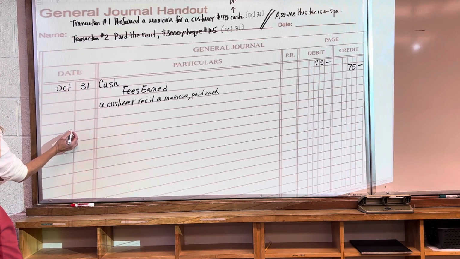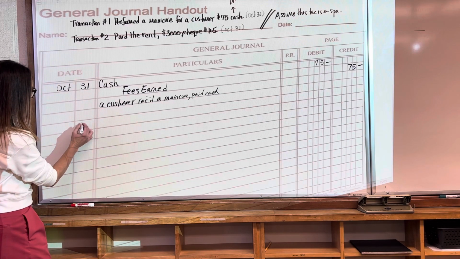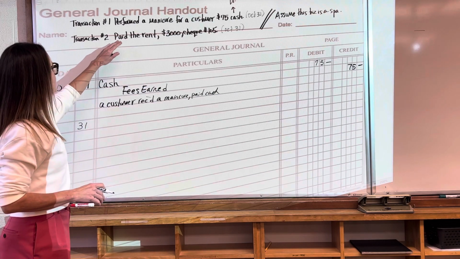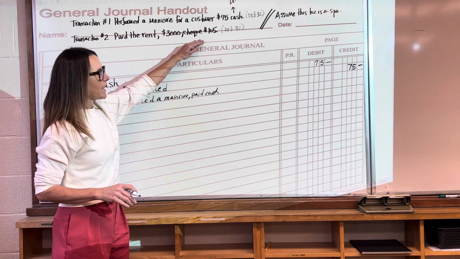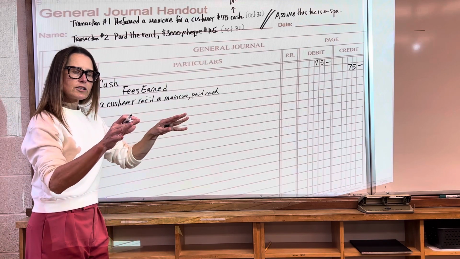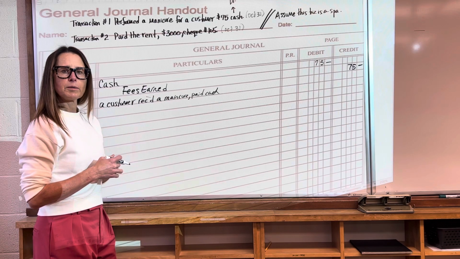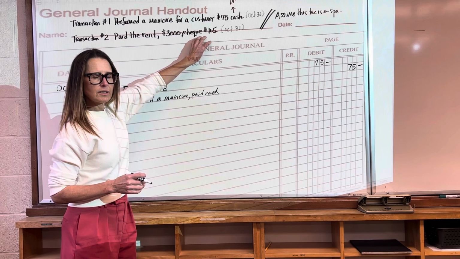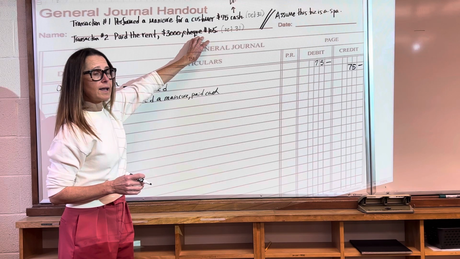So the next transaction, also the 31st, you don't have to write October again, but leave a space so that it's not all jammed up. The second transaction is that the business paid the rent of $3,000 with a check. The check number is 105. So instead of paying cash, the business sent a check to whomever they rent the property from. And the check is important information, and it's called a source document. And a source document is proof that something happened.